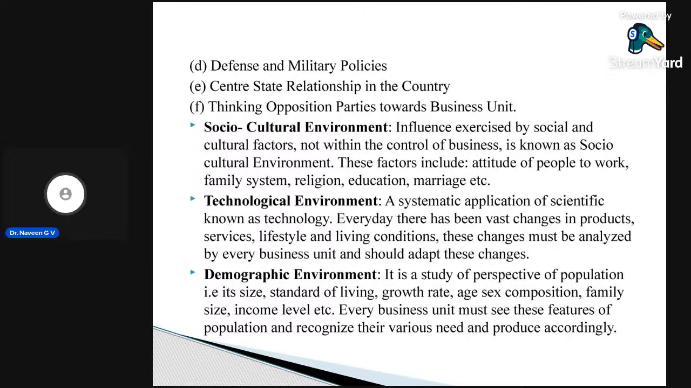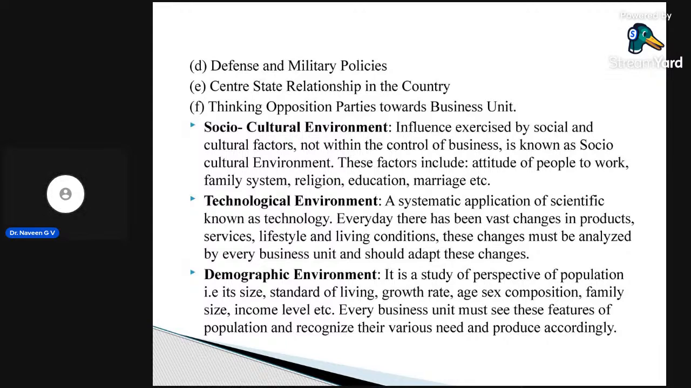Each and every company can't easily adopt the new technologies because they have to invest a huge amount of money for the technological changes. In that circumstance, the technological environment is also affected at the macro level.